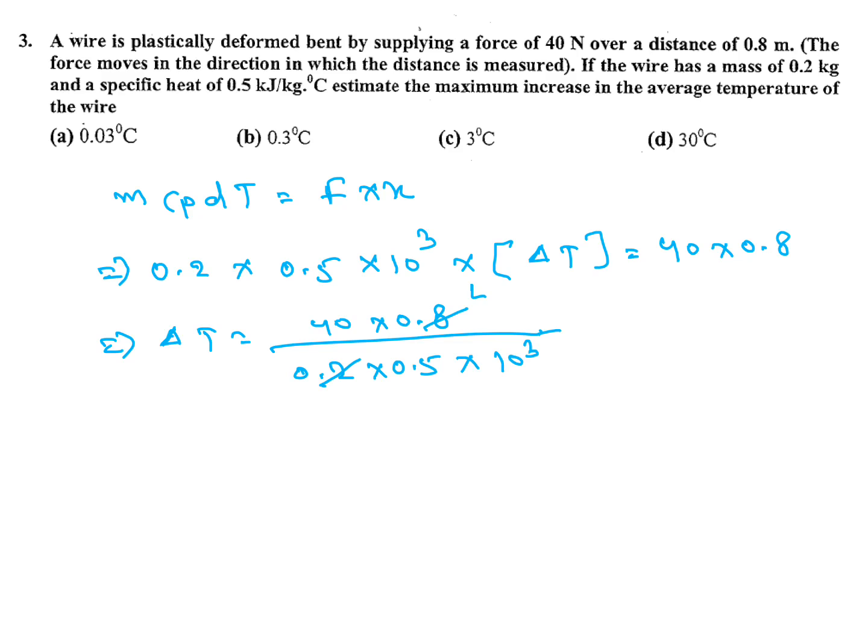It's 4. Then 0.5 we make it as 5 by 10. Then 5 to 2. 40 into 1000, it's 25. So 8 by 25 will come around 0.3. It will come 0.32 degrees centigrade. From the options, B is the answer.